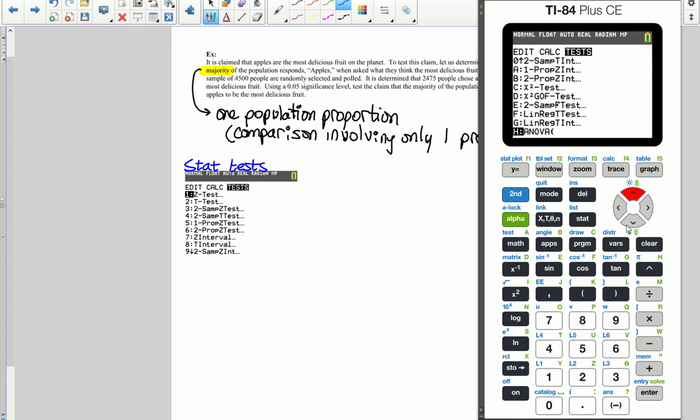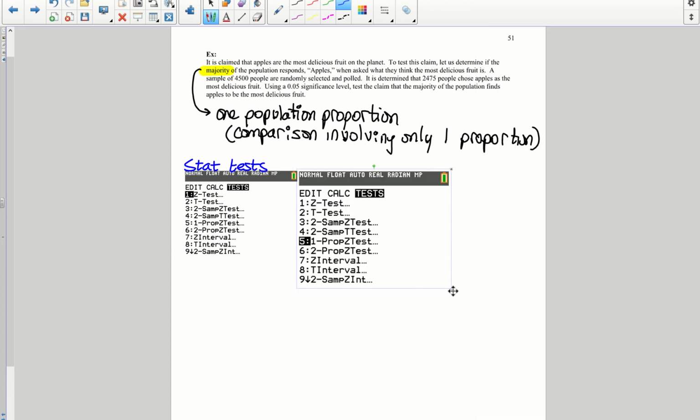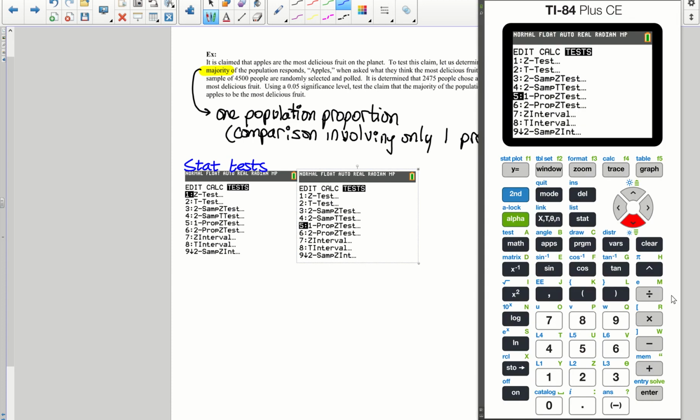So what we want is the one prop Z test. That's option 5. Just be careful, because if you're scrolling around looking for it, you might come across one prop Z int. If you're just looking for one prop, that could work against you because it'll take you to the wrong thing. We hit enter on that one, and it brings us to this menu.